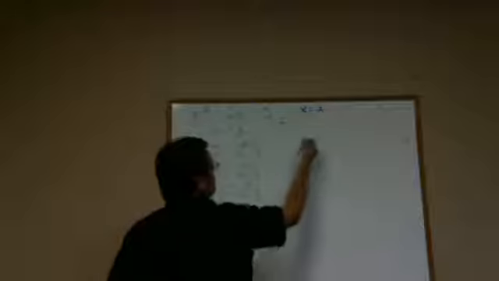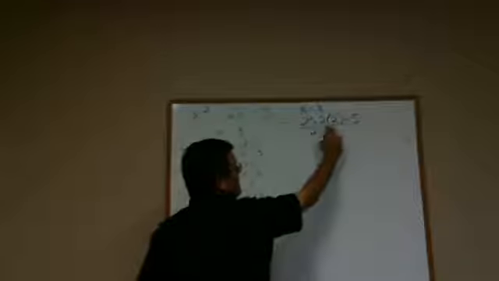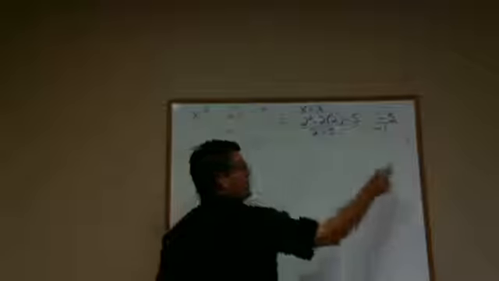So when I do that, I end up with 2 squared minus 2 times 2 minus 5, divided by 2 minus 3. In other words, I get 4 minus 4 minus 5, which is negative 5, divided by 2 minus 3, which is negative 1. So when I make x equal to 2, the answer to that equation equals 5. Now all I want to do is see which one of these equations does the same thing.